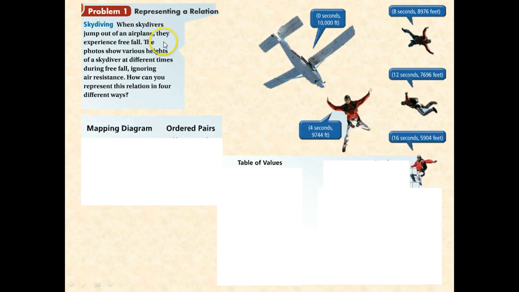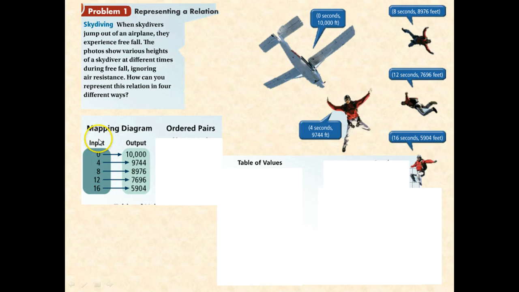Okay, so how can we represent this relation in four different ways? Well, here's one. We can make a mapping diagram. We can consider the time after the jump to be our input, and then our output would be their elevation. So at 0 seconds, their elevation is 10,000 feet. At 4 seconds, 9,744 feet, and so on.